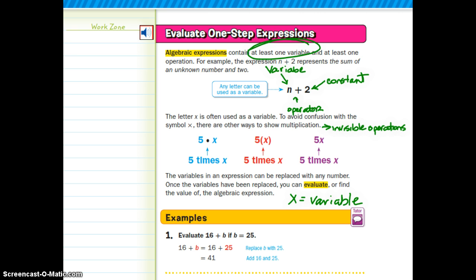Now, without an equal sign, which then tells me to solve, I can solve expressions by evaluating them if they let me know what the letter represents. And when we do this, it's called substitution. So in this case, I'm going to be able to substitute. Evaluate 16 plus b if b is equal to 25. So, all I do is substitute b for 25. And I have 16 plus 25, which equals 41. So, in evaluating this, I get the answer of 41.